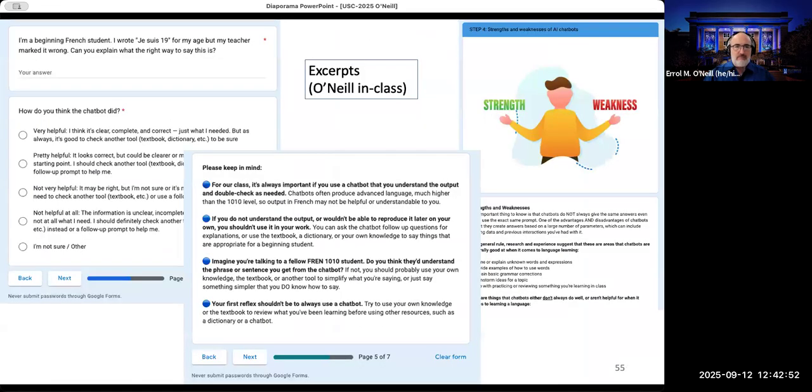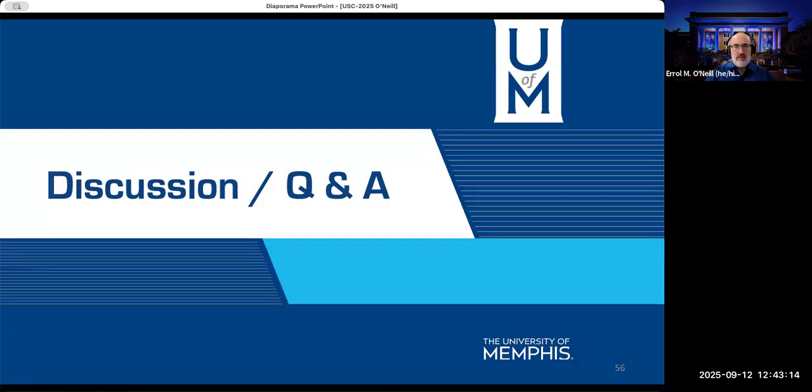And then once again, talking about strengths and weaknesses. Just summarizing what things AI chatbots generally can do well, what things they would not necessarily do quite as well at, and then reminding them of what the policy is for class. So that's another example of training that could be given to students to help guide them in AI use. That's essentially it for the talk.